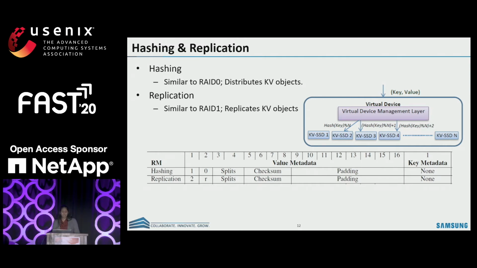And for the additional metadata, hashing doesn't require any key metadata, and replication just stores in addition how many replicas.